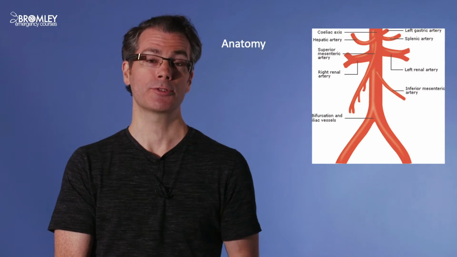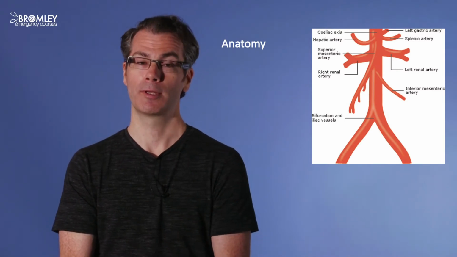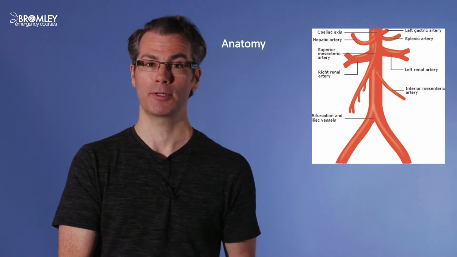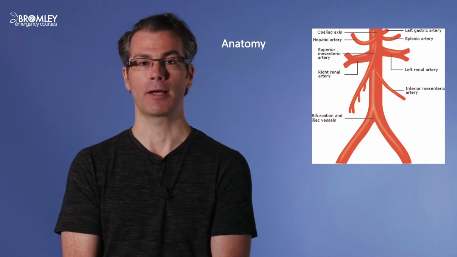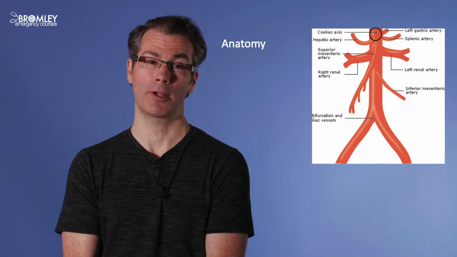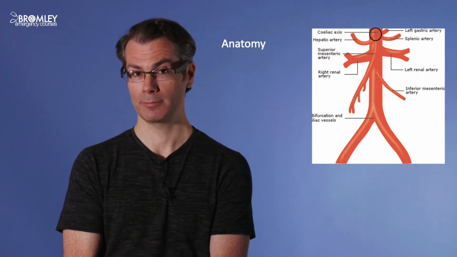So the first main branch is the celiac axis, which comes off just after the aorta enters the abdomen at the level of T12, and it has 3 branches of its own: the hepatic artery, the left gastric artery, and the splenic artery. The next branch is the superior mesenteric artery, or the SMA, which comes off just a centimeter or 2 below at the level of L1.